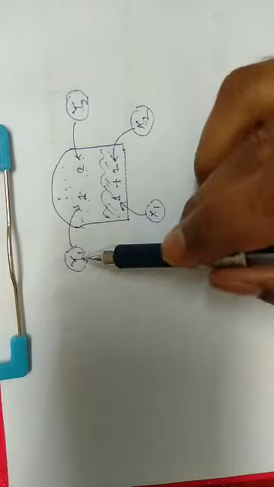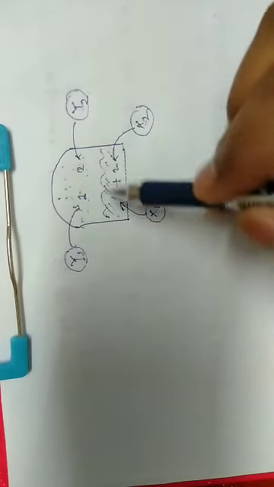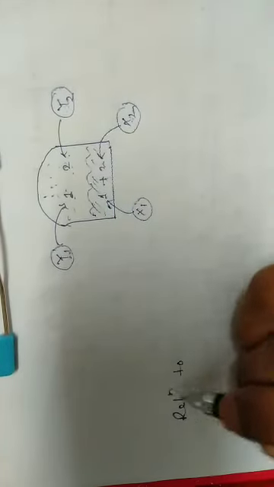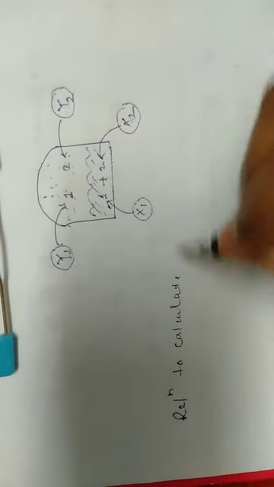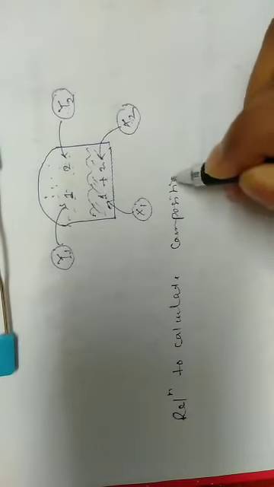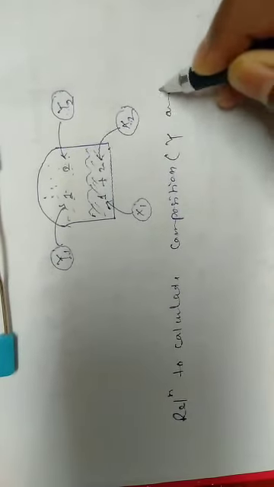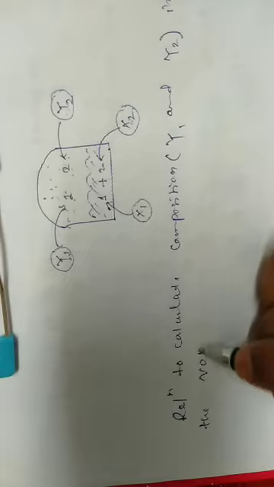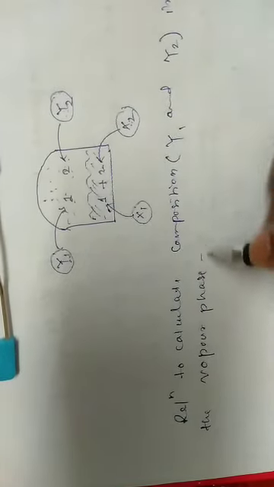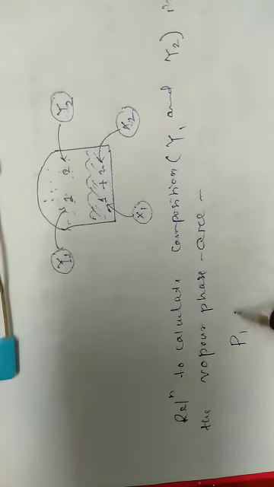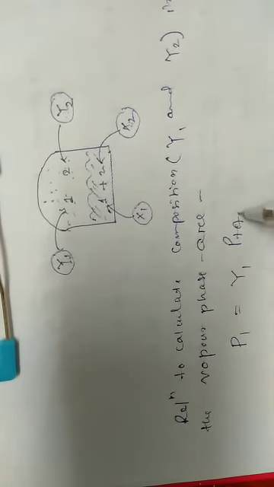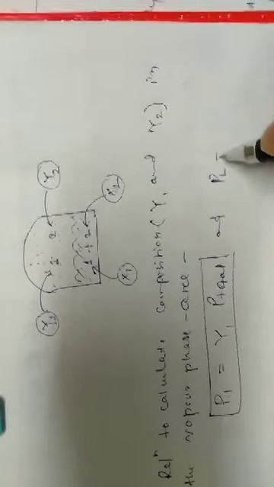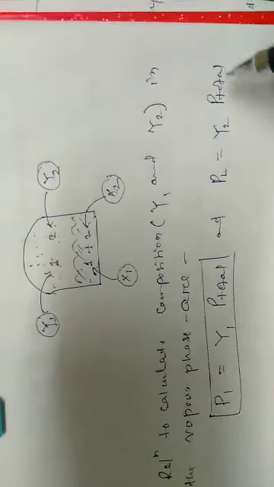So how can we calculate Y1 and Y2? The relations to calculate the composition Y1 and Y2 in the vapor phase are P1 equal to Y1 into P total, and P2 equal to Y2 into P total.